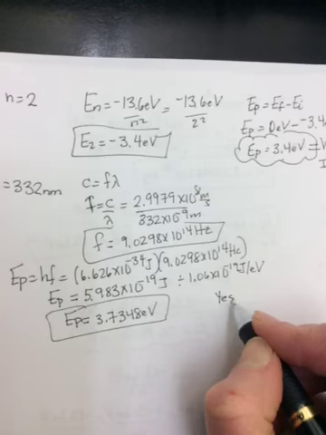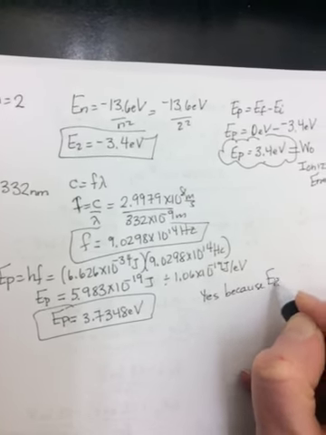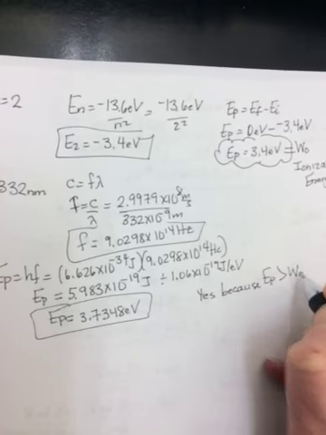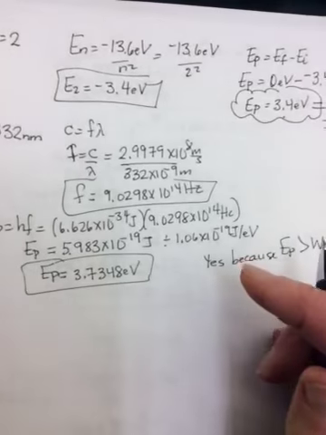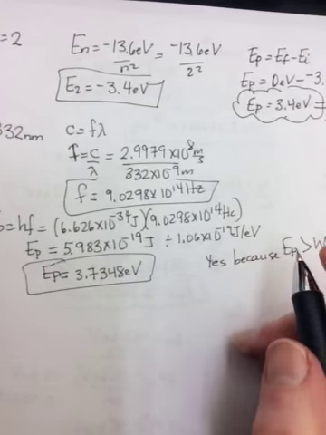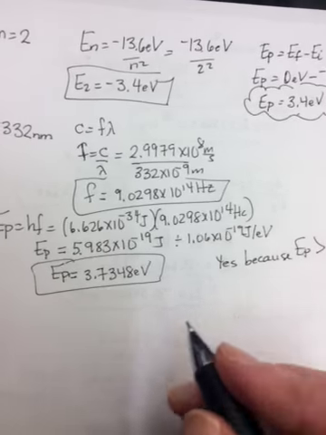So part A, will it be ionized? Yes, because the EP that's coming in is greater than the work function. Part B says, when the atom is ionized, assume the electron receives the excess energy from the ionization. What will be the kinetic energy of the electron?